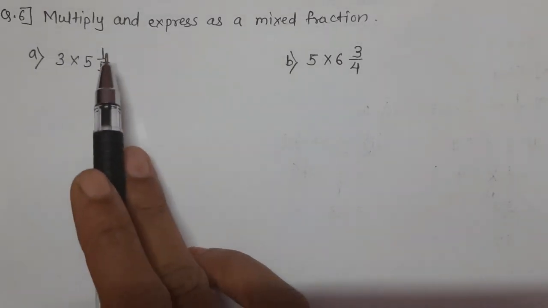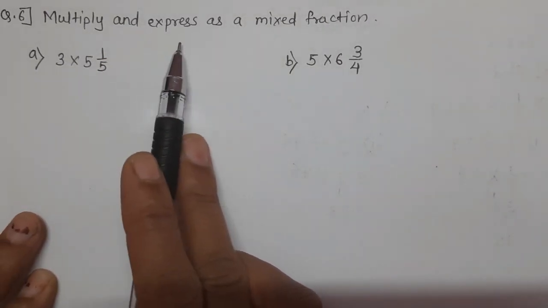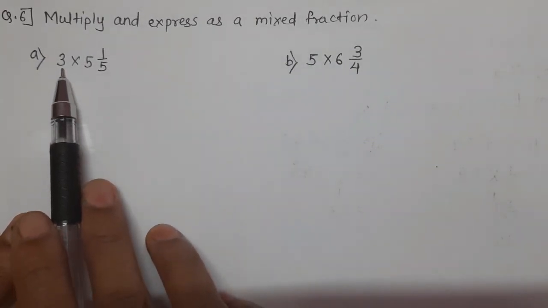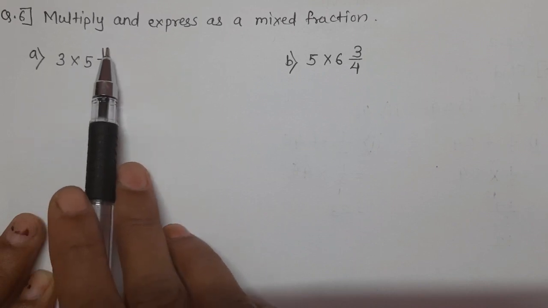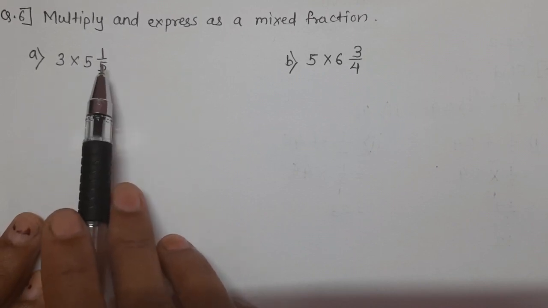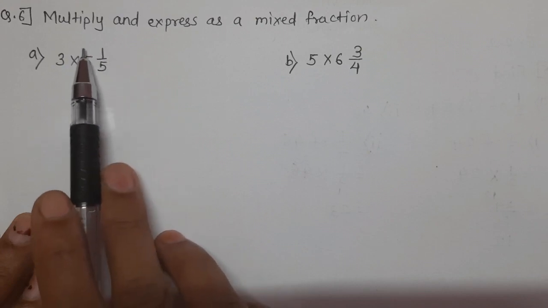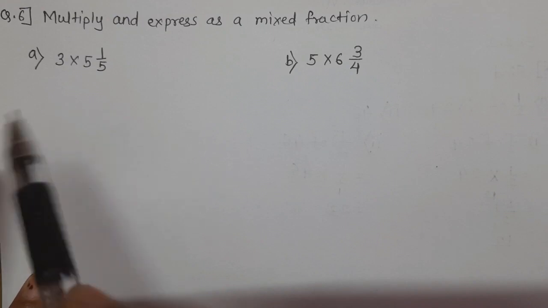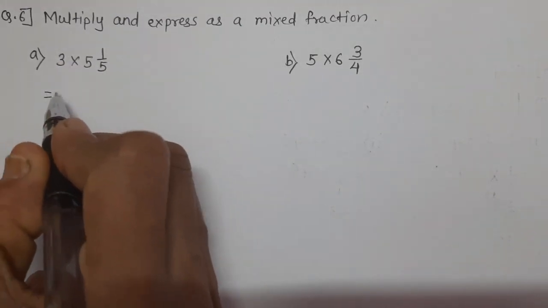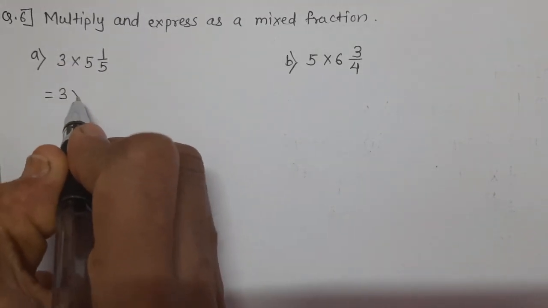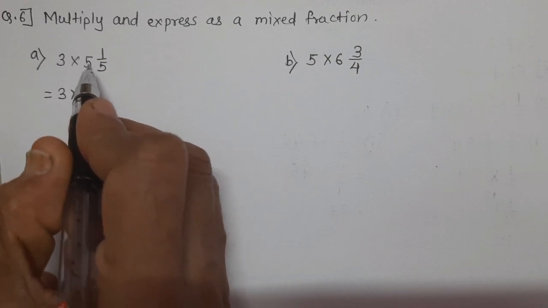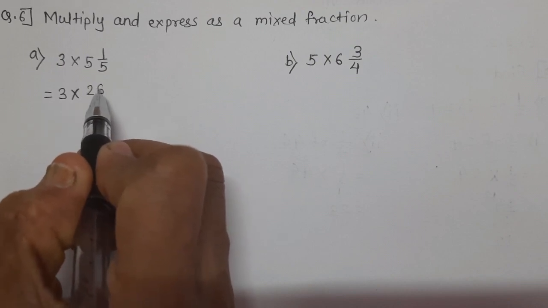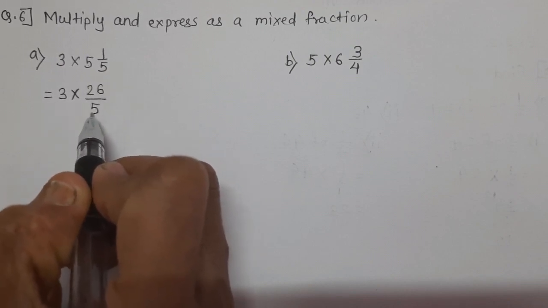Let's solve question number 6. Multiply and express as a mixed fraction. Okay. Now see here. 3 multiplied by 5 integer 1 upon 5. Okay. So what we will do? This mixed fraction we will convert into the improper fraction and then we will multiply. Okay. So write this 3 as it is. Multiplication sign also as it is. 5 5s are 25, 25 plus 1, 26, so 26 upon 5 we got.